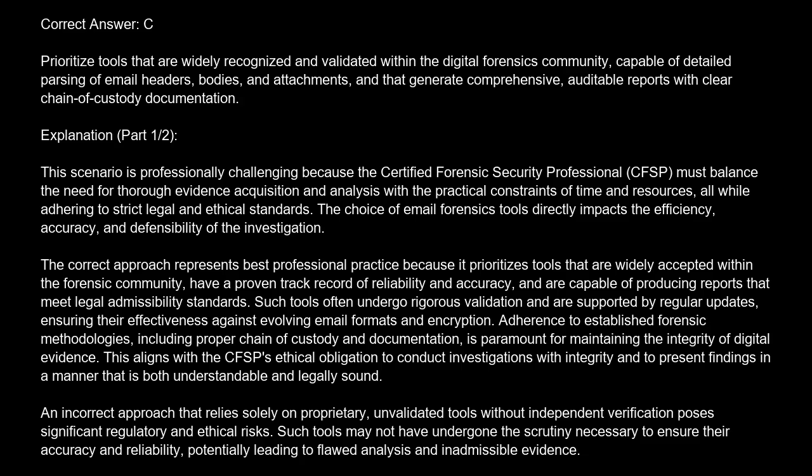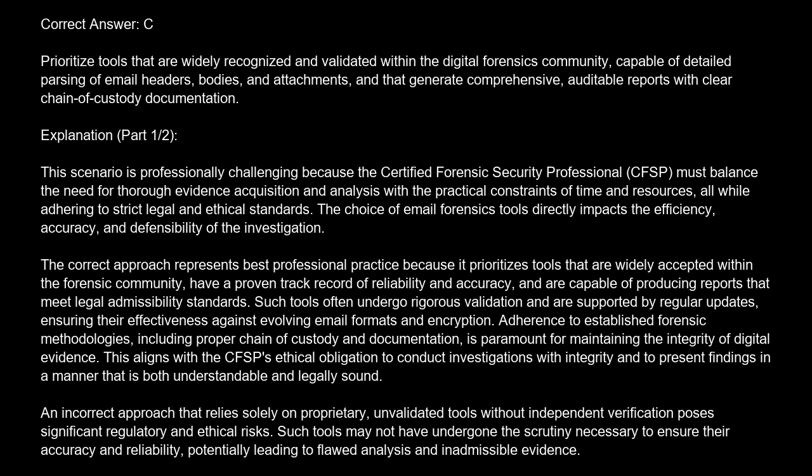Explanation. This scenario is professionally challenging because the Certified Forensic Security Professional, CFSP, must balance the need for thorough evidence acquisition and analysis with the practical constraints of time and resources, all while adhering to strict legal and ethical standards. The choice of email forensics tools directly impacts the efficiency, accuracy, and defensibility of the investigation.